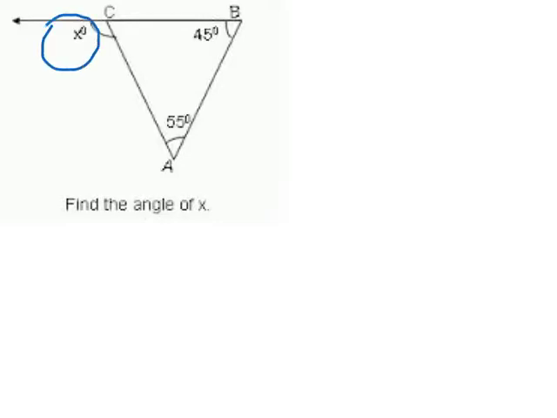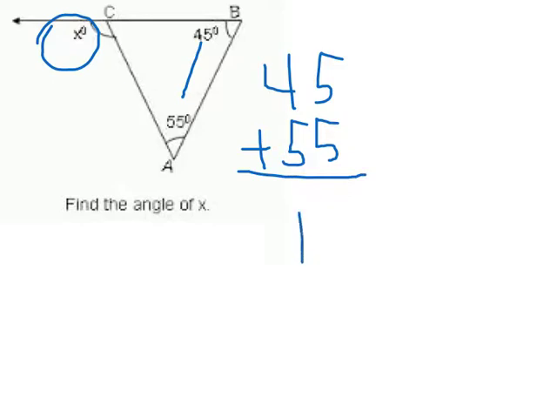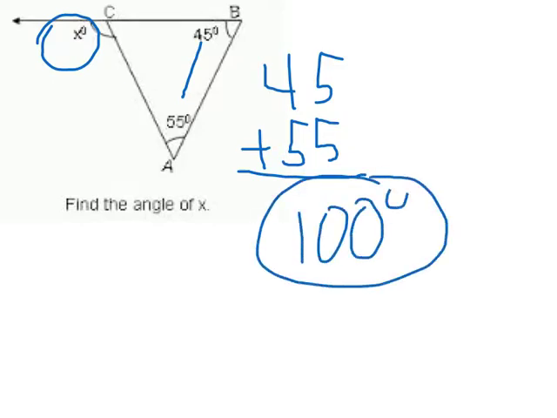So in order to find x, I just need to add these two angles. So I'm going to do 45 plus 55. And that will give me 100 degrees. And this interior angle here would be 80 degrees. Just a little bonus there.